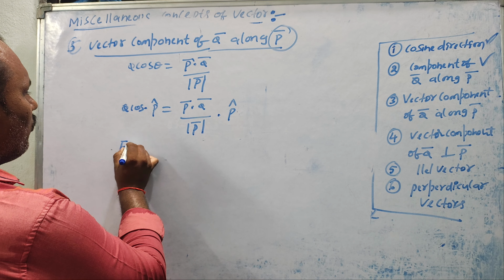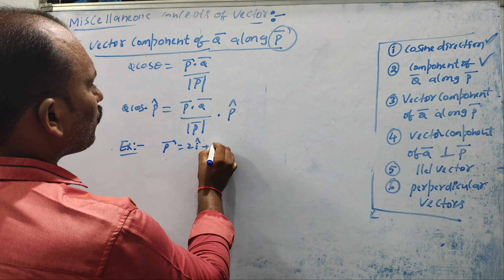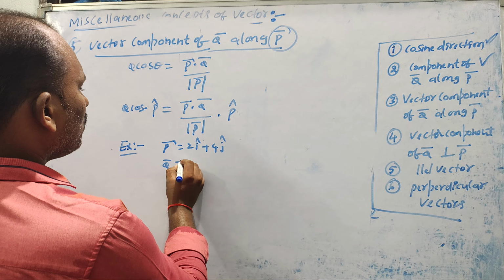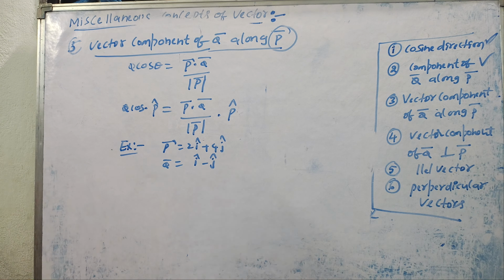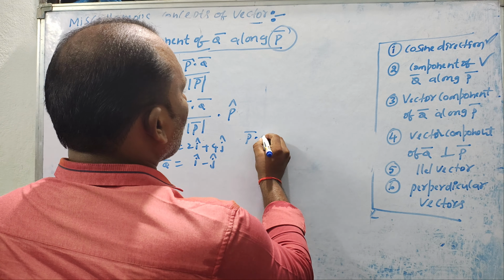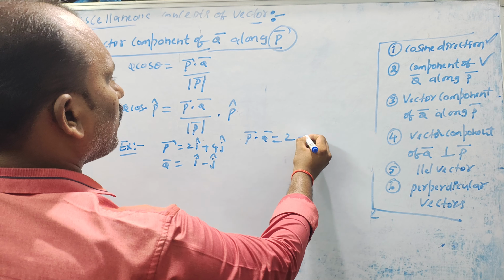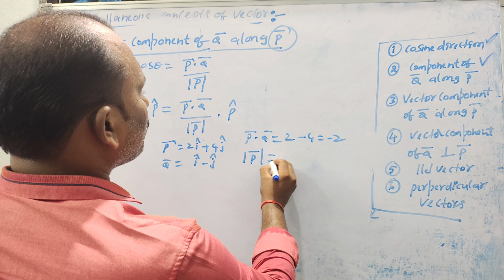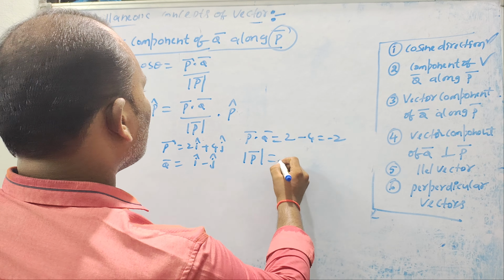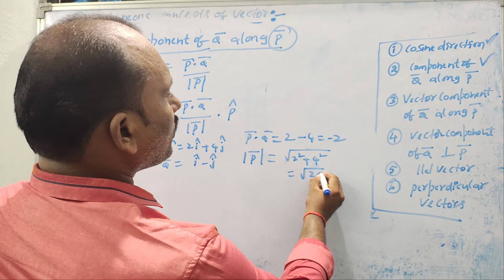Let's see an example once again. Let us say P bar is equal to 2i cap plus 4j cap, and Q bar is equal to i cap minus j cap. We have two vectors. What is P bar dot Q bar? 2 into 1 is 2, minus 4, which is equal to minus 2. Modulus of P bar is root of 2 square plus 4 square, which is root 20.